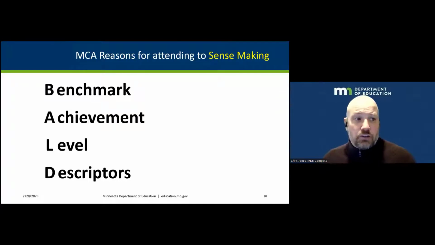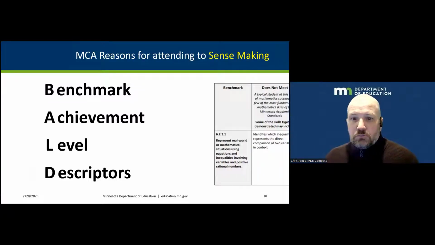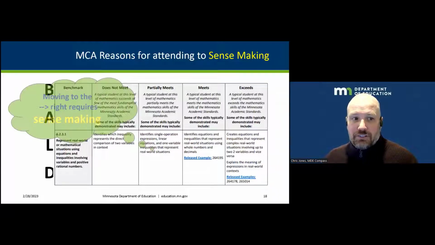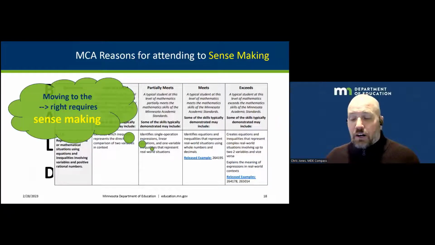In the first one, we also talked a lot about the BALDs, or the benchmark achievement level descriptors. And as you move from left to right on this chart, from the does not meet to the partially meets, the meets and exceeds, you have to sense make to get up into that world of meets and exceeds. If we want to move our students, we have to make them mathematicians that can make sense of information.